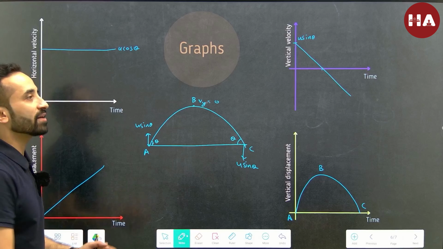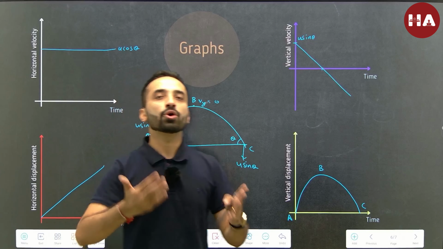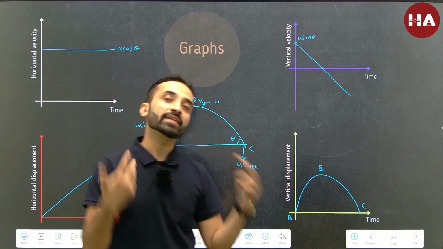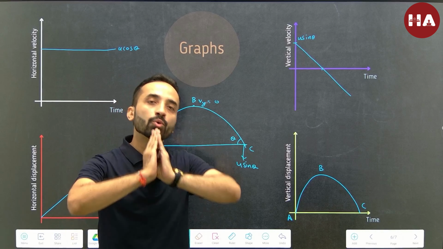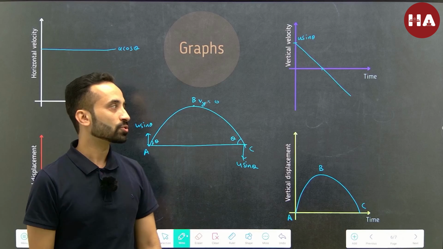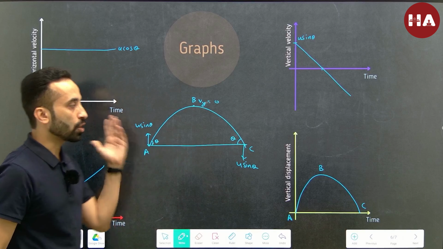Okay, so these graphs are very important. We have always tried to draw the associated graphs with many questions that we do, and in projectile motion you can sometimes get questions only on graphs. So you should be very clear about these graphs. I will wait, you can copy these down.